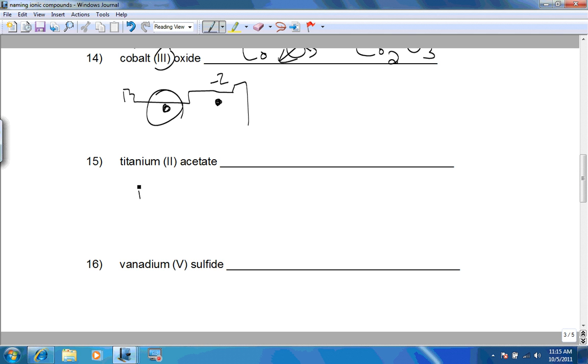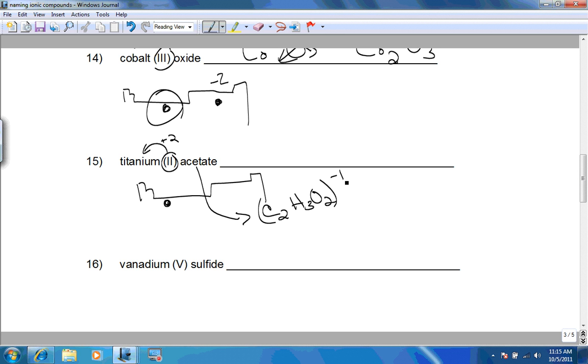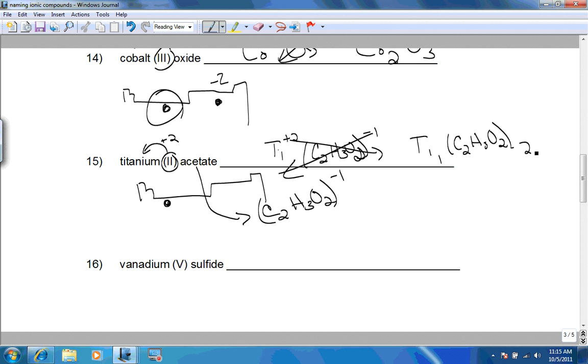Titanium 2 acetate. Titanium is here. That 2 tells us that it's a +2 charge because you can't look at it on the periodic table and determine its charge. Acetate is the polyatomic ion C2H3O2 with a -1 charge. So titanium has a +2, C2H3O2 has a -1 charge, and crisscross it becomes Ti1 (C2H3O2)2.